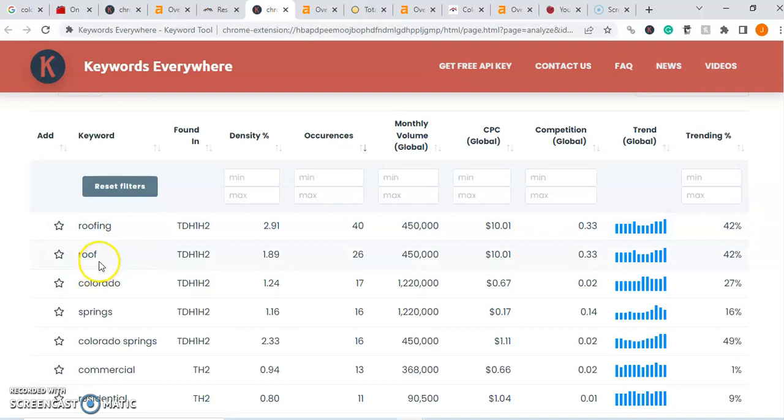Then number two, they have roof. Then they go into the location, Colorado Springs. Then they have commercial, residential. So a variety of different industry specific search terms. I would recommend using this list for some ideas of your own, along with the suggestions I gave you to create the strongest keywords list possible. But let's go back to your website and talk about external search engine optimization and how it ties into everything here.